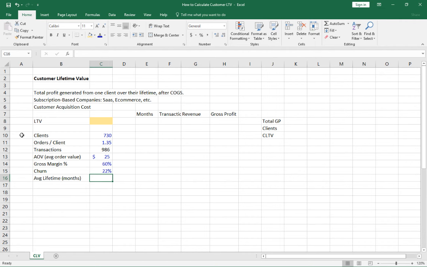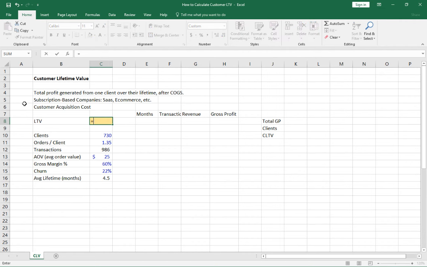Then we try to figure out, on average, how long is someone our customer? With the churn rate, all we have to do is divide one by the churn rate, and you can see how many months, churning off at 22%, the average customer lifetime is. So it's 4.5 months. And that's just a basic formula. So we need these assumptions to calculate the customer lifetime value.